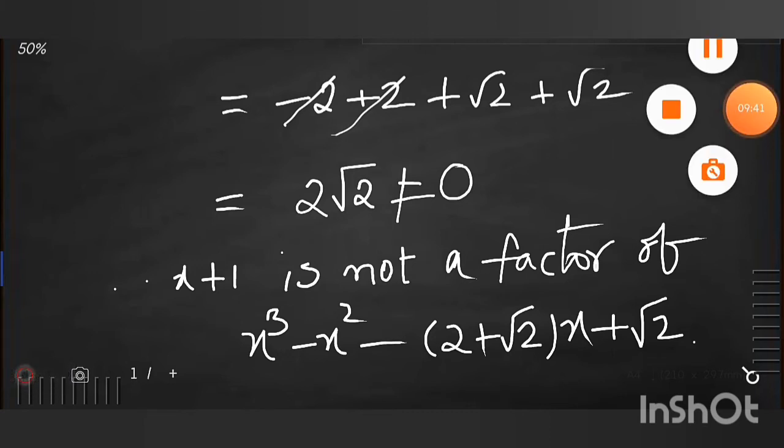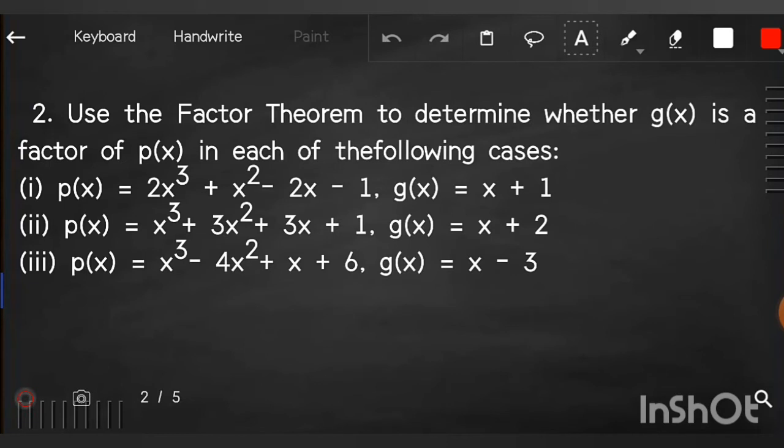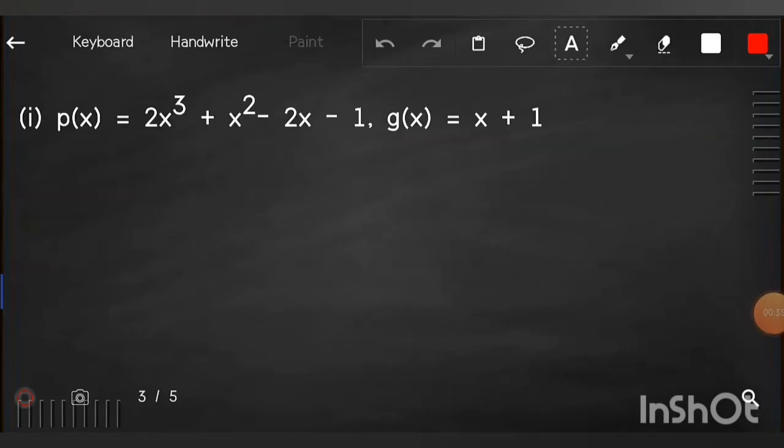This is the first Roman. Now let us see the second Roman. Now coming to the second Roman, use the factor theorem to determine whether g of x is a factor of p of x. In each above, p of x is given 2x cube plus x square minus 2x minus 1, and g of x is given x plus 1.